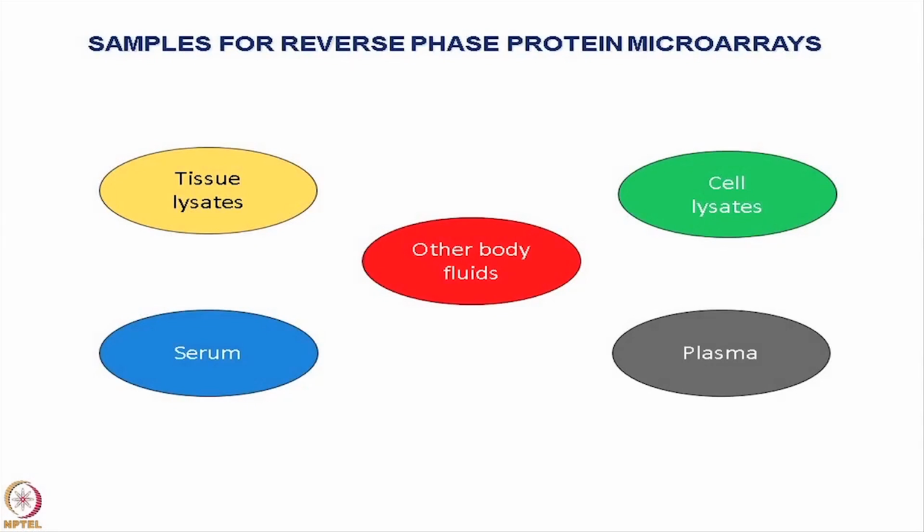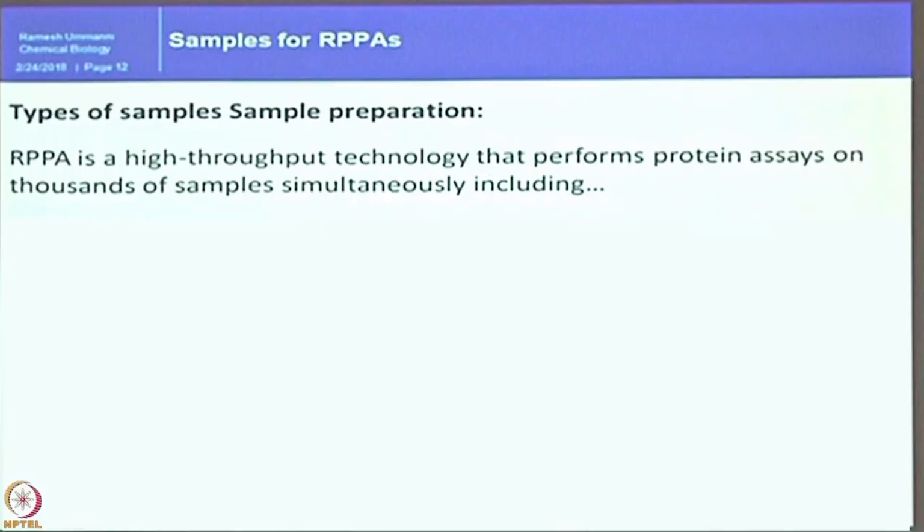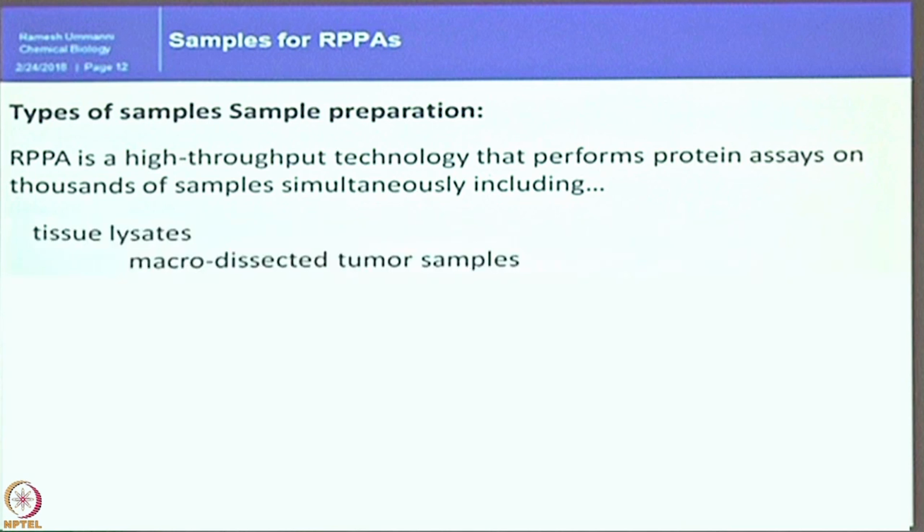First is samples. There is no limitation. Any sample can be analyzed by RPMAs, or any sample which can be analyzed by Western blot can be analyzed in RPMA. The only thing is you have to follow certain methods to prepare your clean sample and make it ready for the RPMA approach. It is a high throughput technology that performs protein assays on thousands of samples simultaneously, including tissue lysates, which has macro dissected tumor samples.